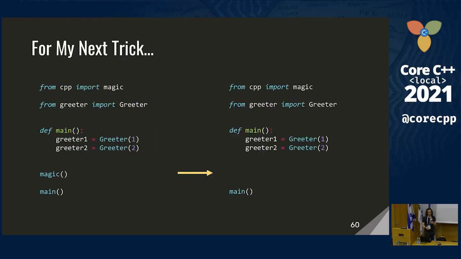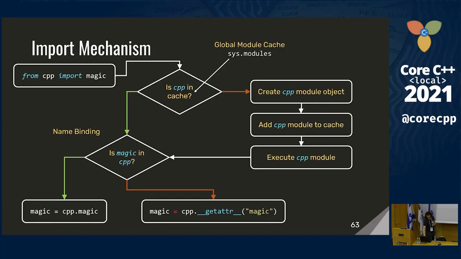Now for our next trick, we're gonna make the magic call disappear. Okay, see how we do that? We need to talk about the import mechanism first. Basically, when we import from C++ import magic, we go and check in the global module cache whether C++ exists. If it does, we go directly to name binding. If it does not, we create a new module object, store it in the global cache, and then execute the module. Once we're done executing the module, we go into the name binding part.